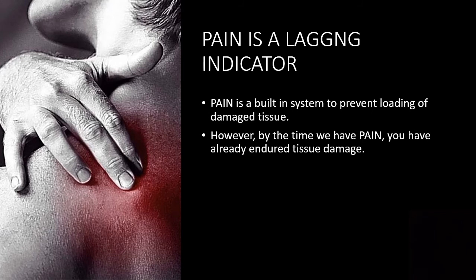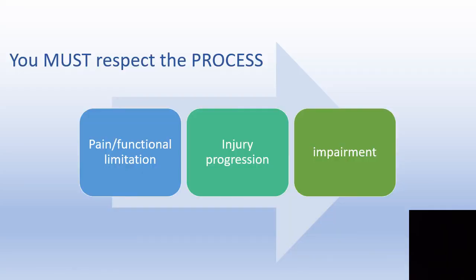So how did I get injured? Pain is actually a lagging indicator. Pain's built into the nervous system to prevent loading of damaged tissue. However, by the time we have pain, an injury and tissue damage has already occurred. So the main take-home point here is we must respect the process.